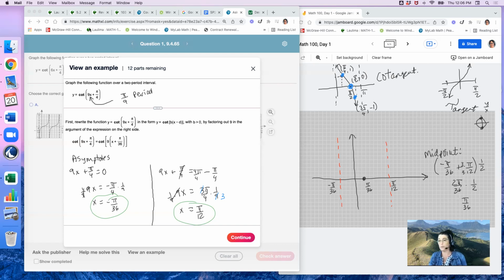And now the other two key points, I only need 2 more for tangent or cotangent, are just going to be this one here, A, and this one here, B, where the output of A is 1, the y value, and the output of B is -1. Halfway between negative pi over 36 and pi over 36 is 0. So there's my next point at 0, 1. And now I need to do this point here. These are the midpoints of the intervals.